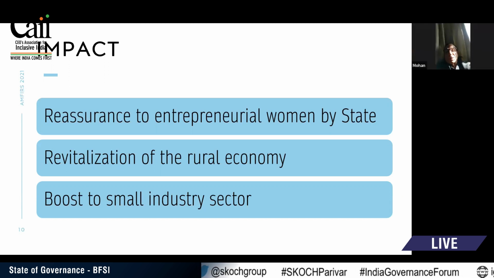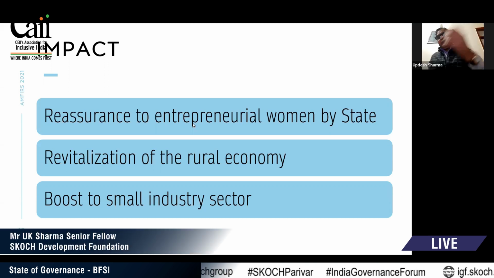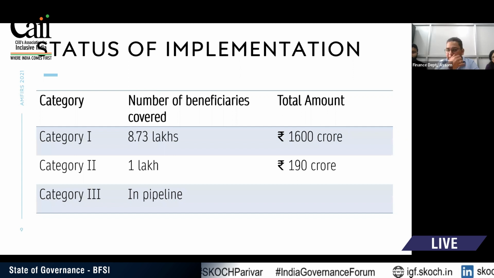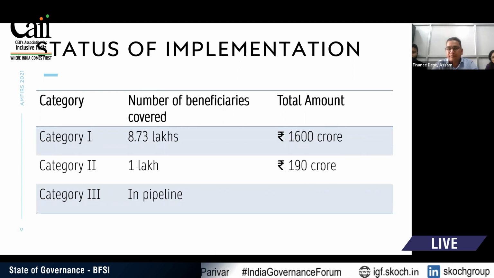Okay, wish you all the best. Thank you very much. Sir, in terms of numbers, how many beneficiaries have availed this facility? Around 10 lakhs. 8.73 plus 1, so 9.73 lakhs.